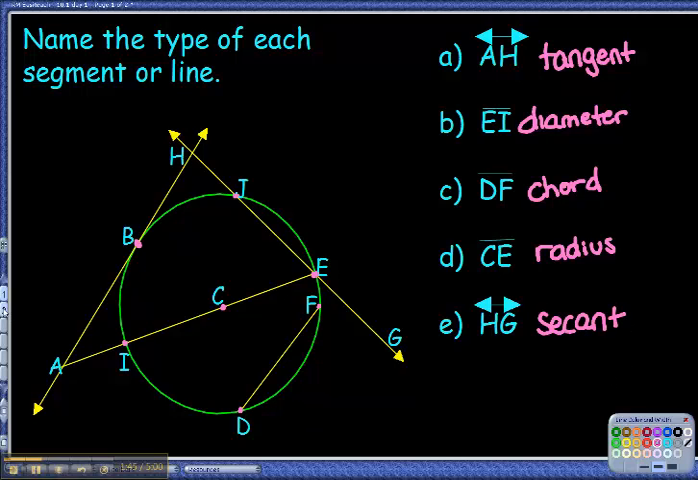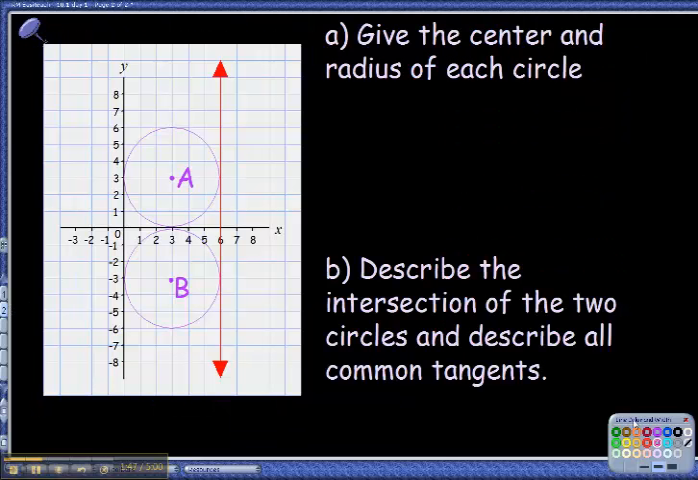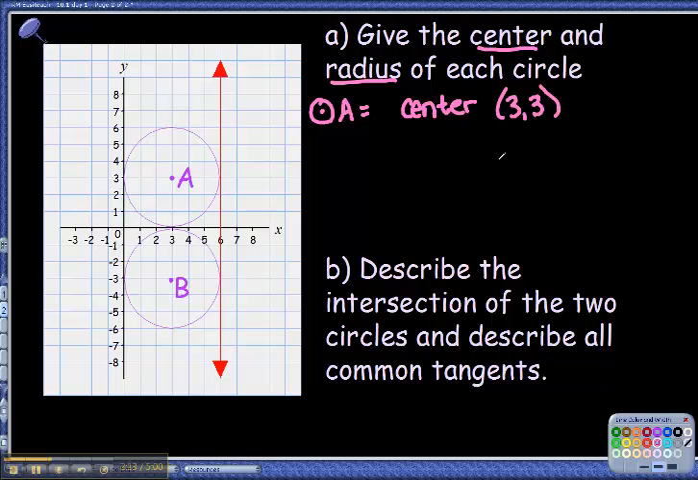Alright, moving on to our next example. It said for each one of these we were going to give the center and the radius for each circle. So let's start with circle A. When we're looking at circle A, the center of circle A is a point. It is a point that is equidistant from every single point that's on the circle. And notice that the ordered pair of the center for circle A is going to be at (3, 3). Again, it is just a point.